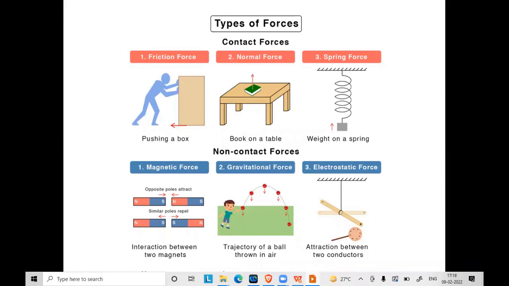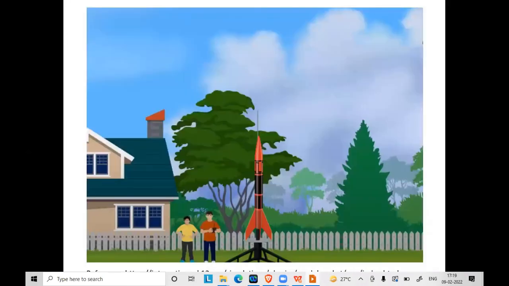The contact forces always involve objects in contact with each other, be it if you're pushing a box, you have kept a book on the table, or you are pulling a spring because you have attached a weight to that spring. And for non-contact forces, like you have dealt with bar magnets, how a bar magnet can attract or repel another bar magnet, a gravitational force or electrostatic force. So these are non-contact types of forces.